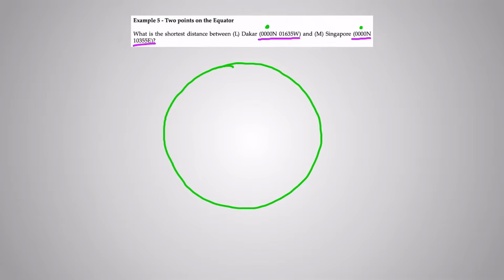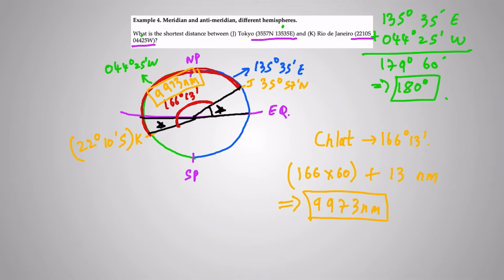So either the points are on the same longitude, we plot the same longitude. If the points are on the opposite longitudes, we plot the meridian and its anti-meridian. Now here, since the points were on the equator, we'll plot the equator. And if you noticed, whenever I was plotting the meridians or the anti-meridians, I was always using the equator to cut it into two halves. Because obviously the equator is the latitude which cuts the earth in two halves.